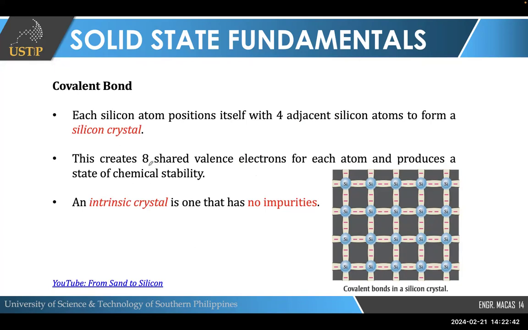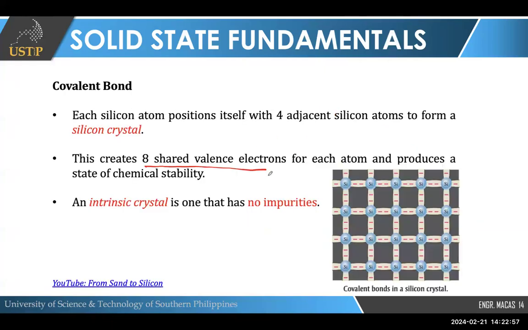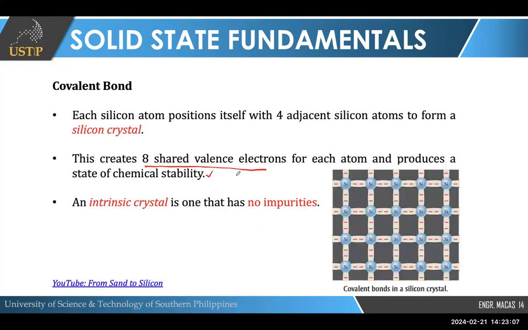So this creates eight shared valence electrons. If you count for one silicon atom, what is shared is 8: 2, 4, 6, 8. Eight shared valence electrons for each atom, and it can produce a state of chemical stability. So it's very, very stable. You create this silicon crystal through covalent bonds.